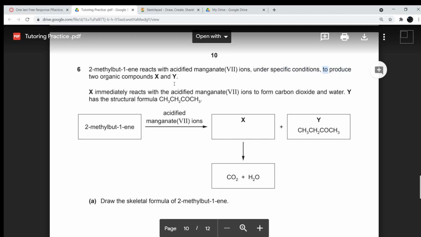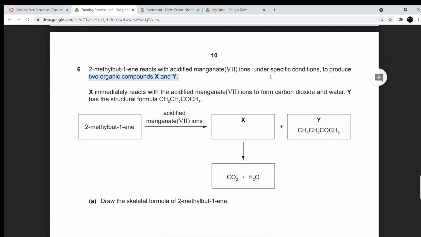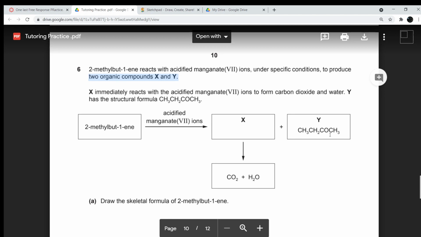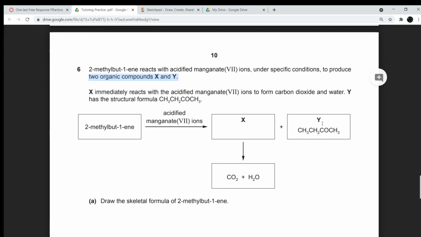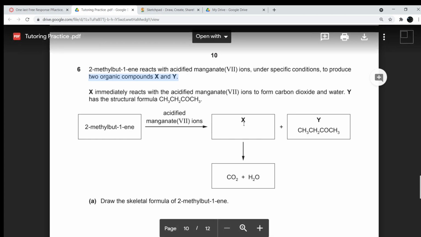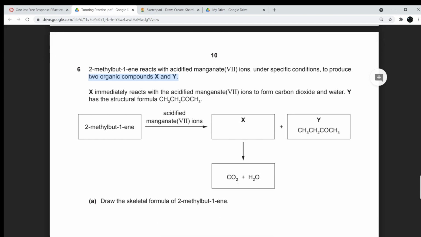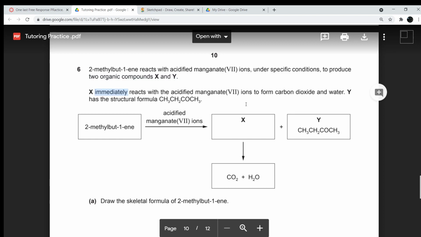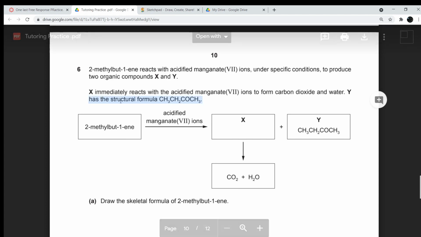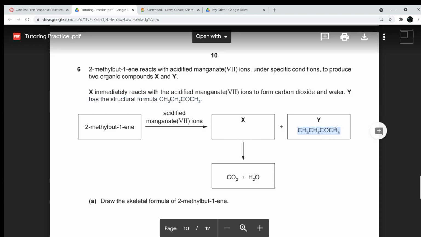Under specific conditions to produce X and Y. And it looks like Y here is some sort of ketone. And X is questionable, but it makes CO2. So I'm thinking, what makes CO2? X immediately reacts again to form carbon dioxide and water. What has the structural formula? Or Y has this structural formula right here.